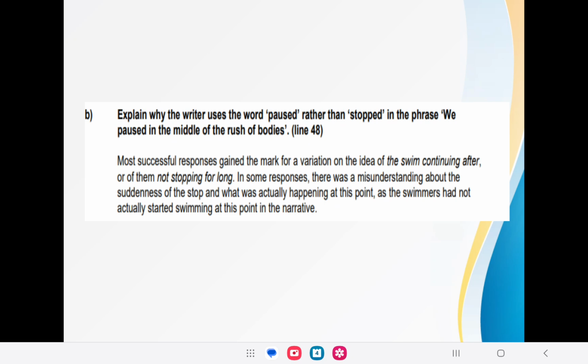Next is the examiner comment about this question. Most successful responses gained the mark for a variation of the ideas: the swim continuing after, or them not stopping for long. In some responses there was a misunderstanding about the suddenness of the stop and what was actually happening at this point, as the swimmers had not actually started swimming at this point in the narrative. So there were some misconceptions while attempting these questions by the candidates, but overall that was a question where you had to understand the difference between pause and stop.